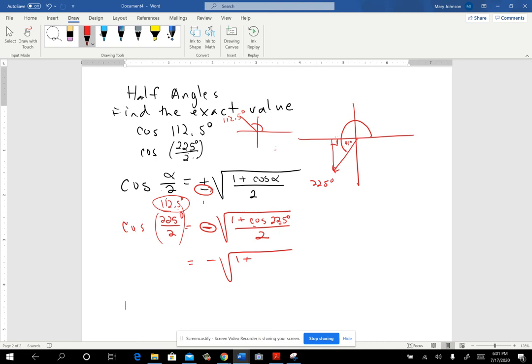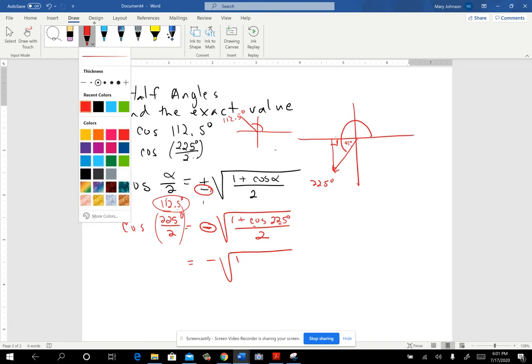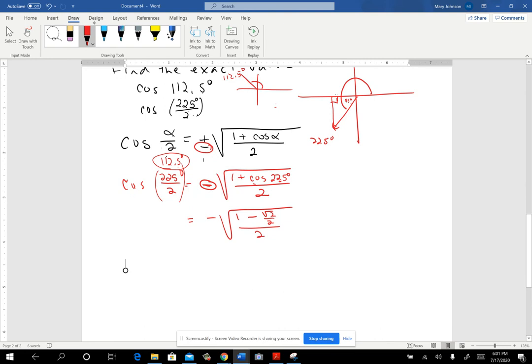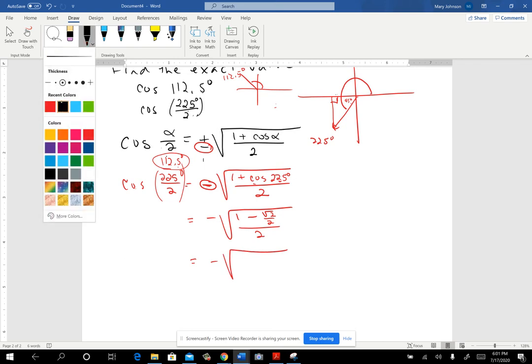So right there, I'm going to have, and I might as well just change that to a minus, I know I'm going to have a negative square root of 2 over 2. So 1 minus square root of 2 over 2. There. Okay. All right, so now we've got to simplify this. It winds up being kind of interesting, like with a radical inside of a radical.